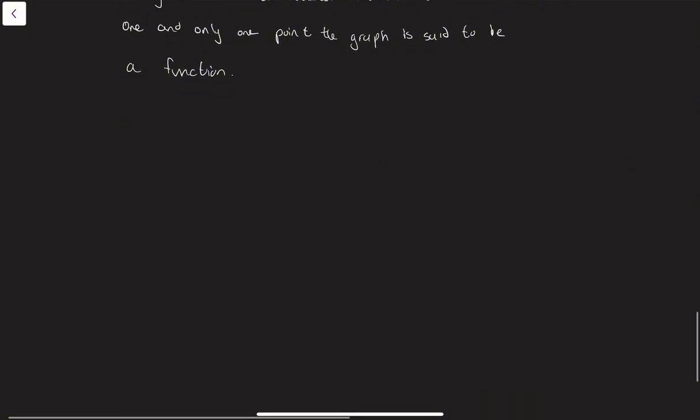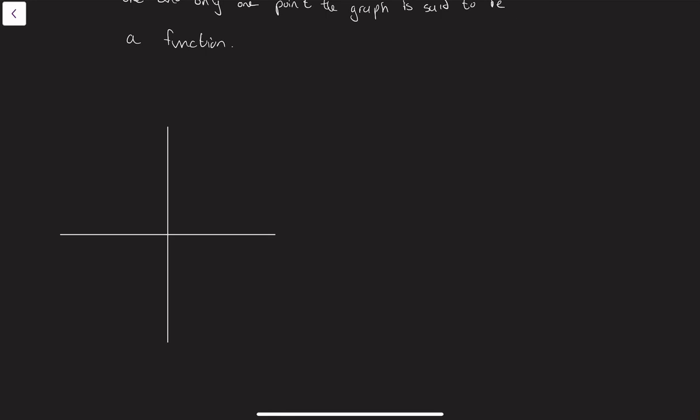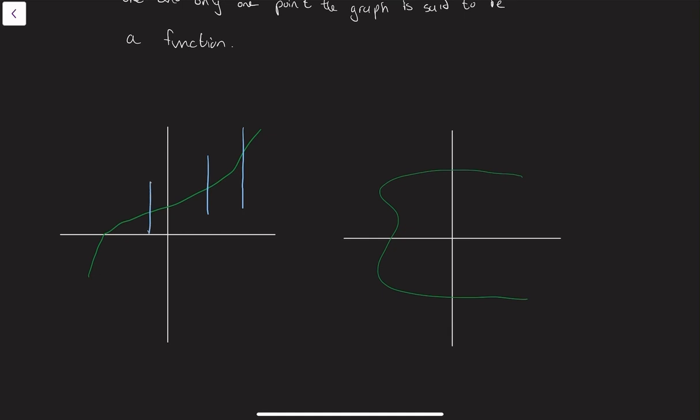So let's graph this so you can see what I mean. I'll put two graphs simultaneously. So we'll have one graph as such and one graph as such. So I'll show you what I mean. If we can draw vertical lines through each and every point and it only intersects once, then the graph is considered a function, as shown on the left-hand side.